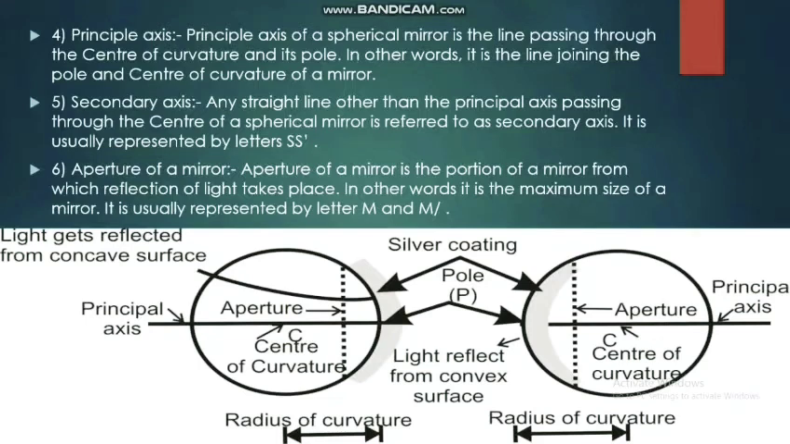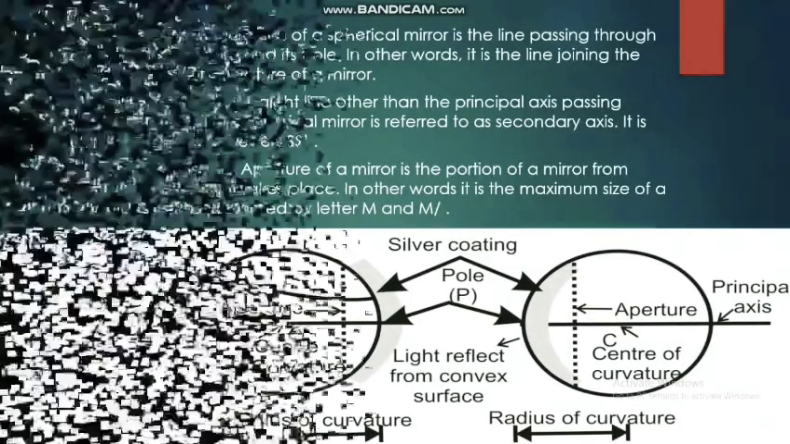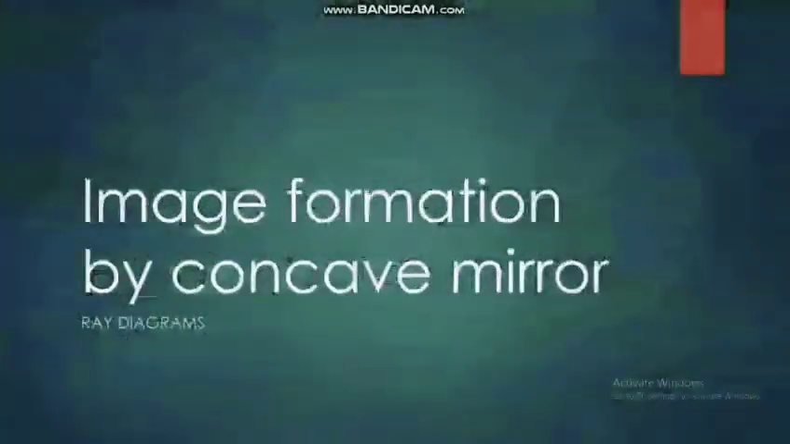Aperture of a mirror. Aperture is the limiting area of the mirror you have taken out from the spherical surface or hollow sphere. So the limiting area of the mirror is called the aperture of the mirror. Generally it is the diameter of the sphere.